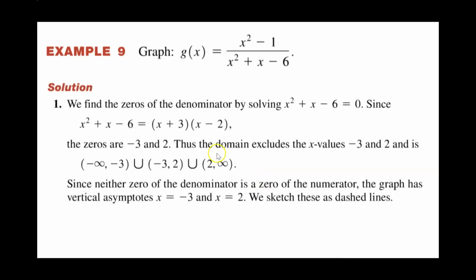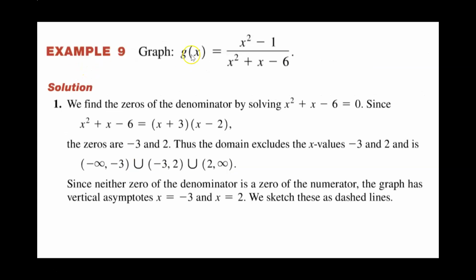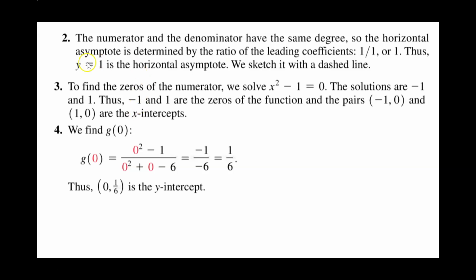Here's another example. Again, you have to factor the denominator, which becomes (x plus 3)(x minus 2), to get our domain. Find out our horizontal asymptote. In this case, the horizontal asymptote is going to be y equals 1. Why is it y equals 1? Because we notice that this is exactly the same. It's understood 1 here, 1 here. So that means that the coefficients in front will create our y equals 1 for horizontal asymptote.